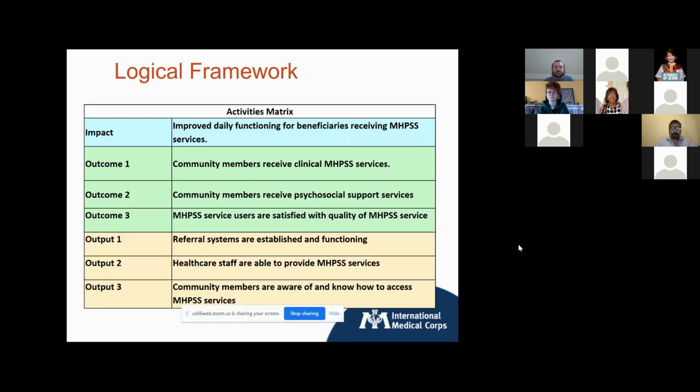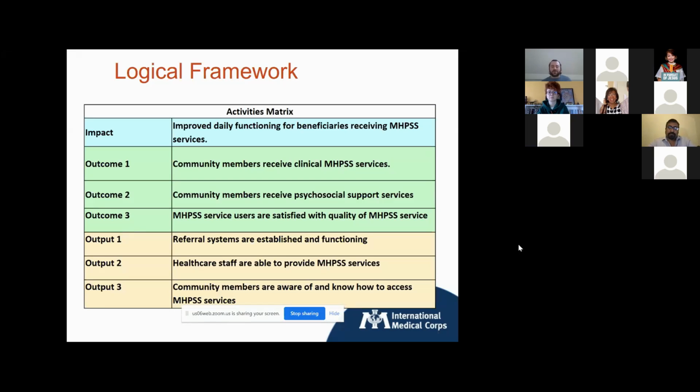Here we have the activities related to the impact, outcome, and outputs for this intervention. As you'll see here, they're very closely related to them. Each outcome or output in the logical framework does not need to have one corresponding activity, but can have multiple, as you will see here.